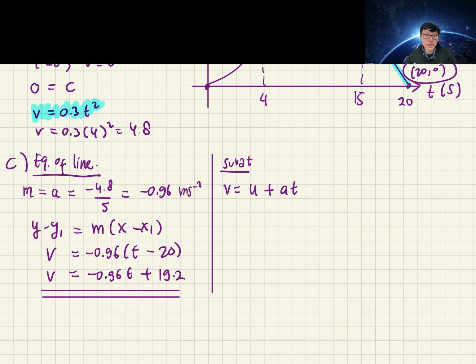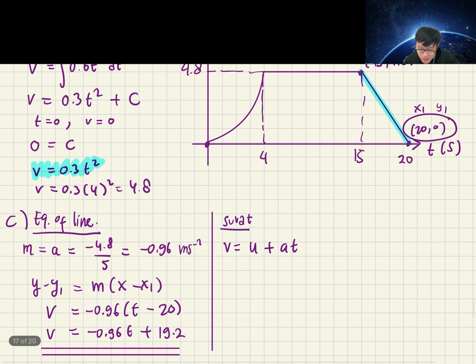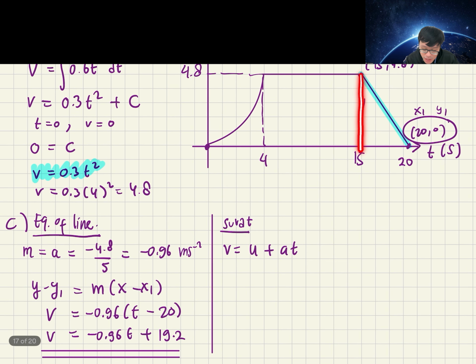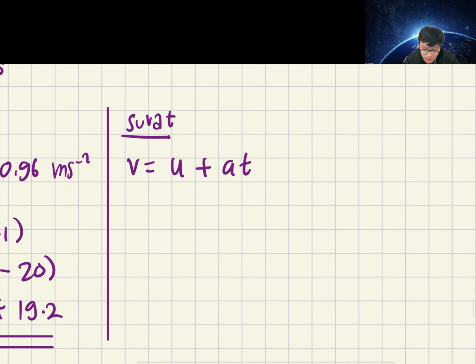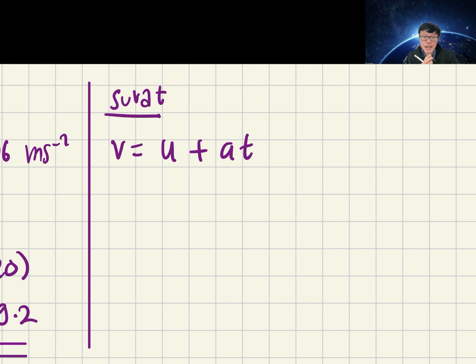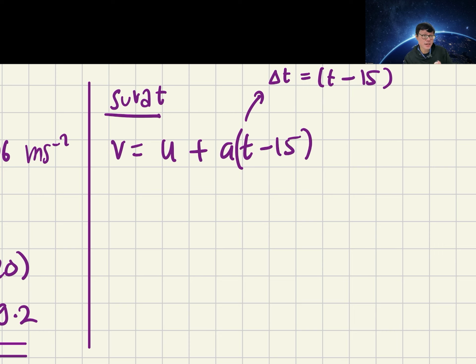For this SUVAT equation, this equation assumes that the time starts from 0. But for this case, the time starts from 15. So instead of using time itself, we use delta t, or change in time, which is final time minus initial time, and 15 seconds is the initial. So we have to put t minus 15 because it starts from 15. So we have to subtract the initial time.